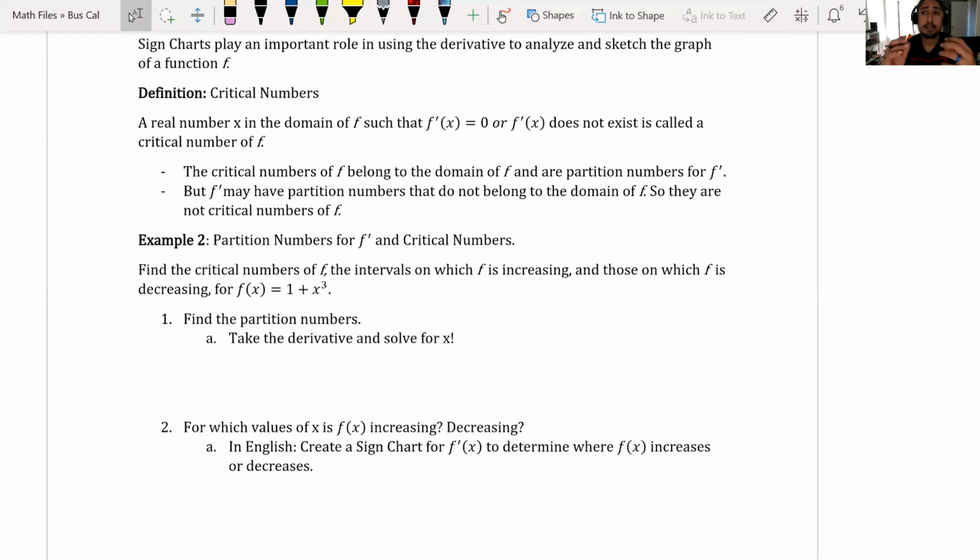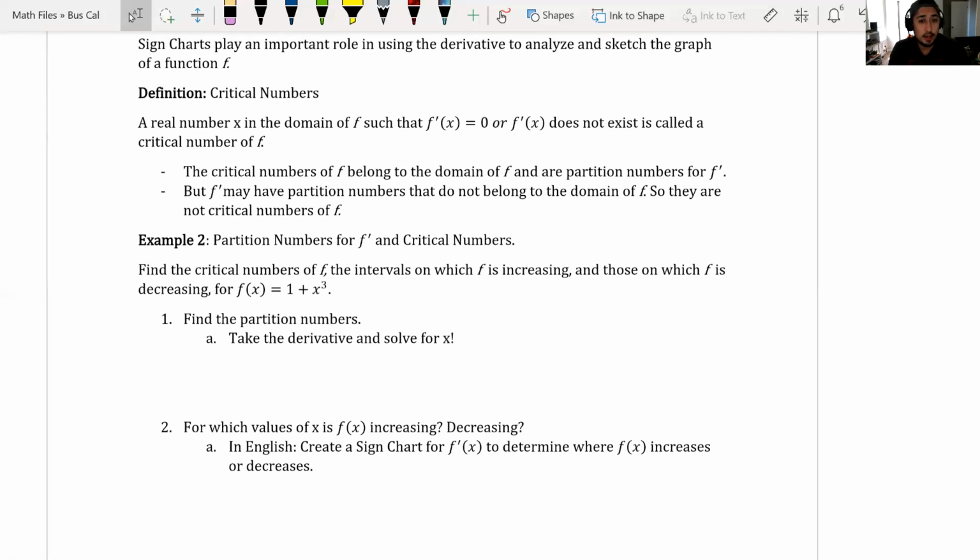That means set the derivative equal to 0, solve for x, and whatever value you get is called a critical number. And sometimes, depending on the function, the critical number you find may not exist for the derivative, but it could exist for the original function, or the other way around. It could exist for the derivative, but it may not exist for the original function. I don't think we'll be getting those types of critical numbers in this class.